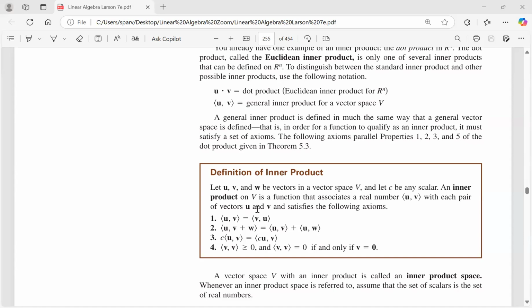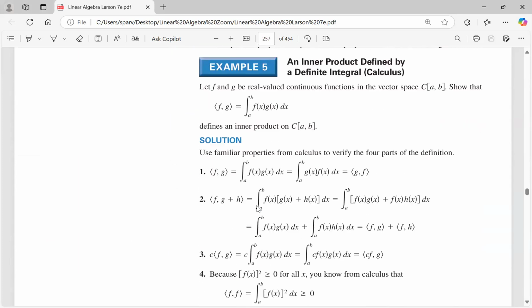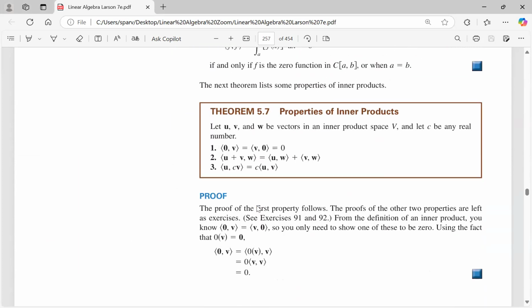All right. So that was the definition of the inner product. We talked about this last week. And then what else did we talk about? We looked at some of the properties. That would be theorem 7, properties of inner product space.